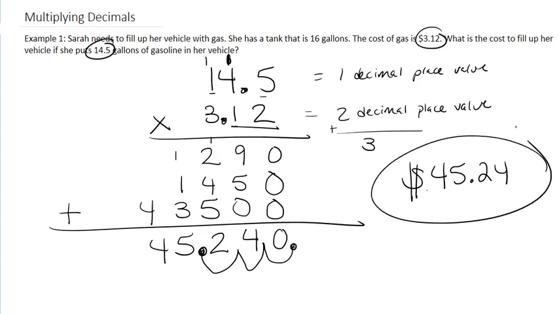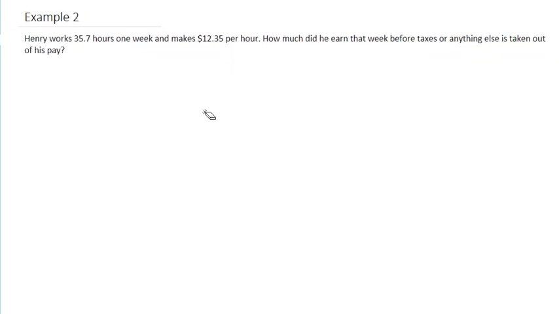So now let's go look at another example. Example 2. Henry works 35.7 hours 1 week and makes $12.35 per hour. How much money did he earn the week before taxes or anything else is taken out of his pay? So we need to multiply these two numbers together, and we're going to put the larger number on top and then the smaller number, as in it only has 3 values. There's 3 numbers and the top one has 4.